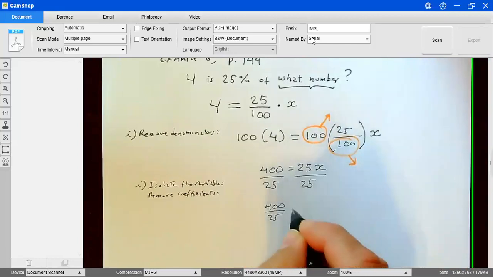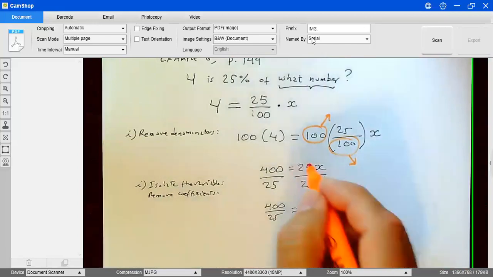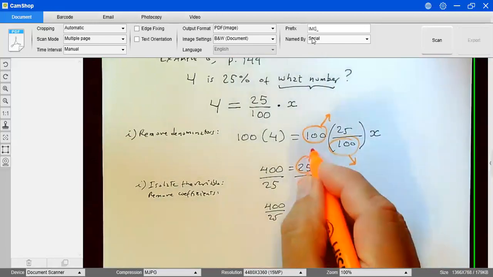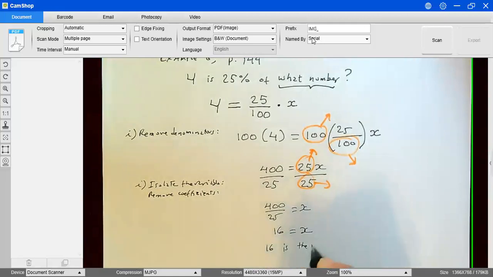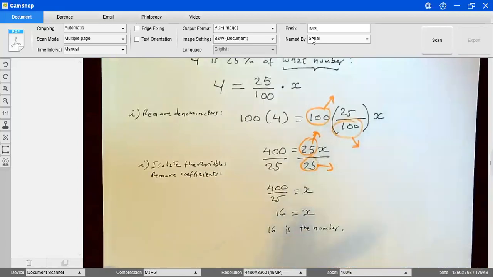400 over 25 equals x because I'm going to get rid of these two. And what is 400 over 25? Use your calculator, you're going to find this is 16. So 16 is the number. So you can write 16 is the number. I'm translating back to English, algebra to English. So you can say also that 4 is 25% of 16.